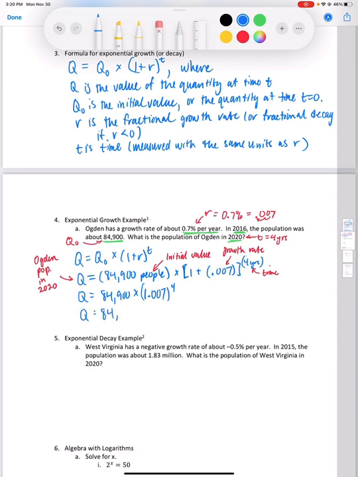Q is equal to 84,900 times 1.20283. That's the approximate answer for Q, which is equal to 87,302. Okay, so that's how many people will live in Ogden, or are living in Ogden in about 2020.